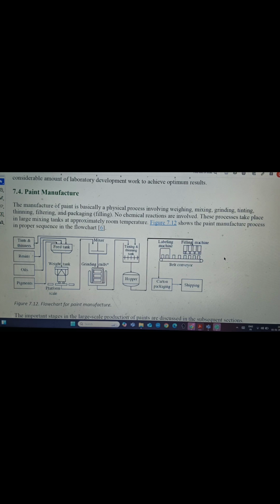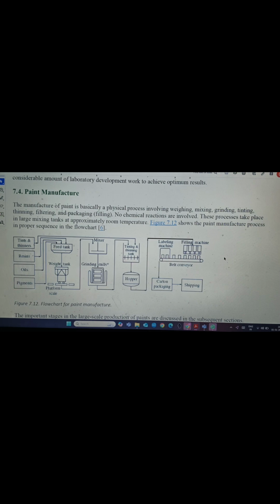No chemical reactions are involved. These processes take place in large mixing tanks at approximately room temperature. That's like in the flow sheet. The flow sheet shows the paint manufacturing process in proper sequence in the flow chart.